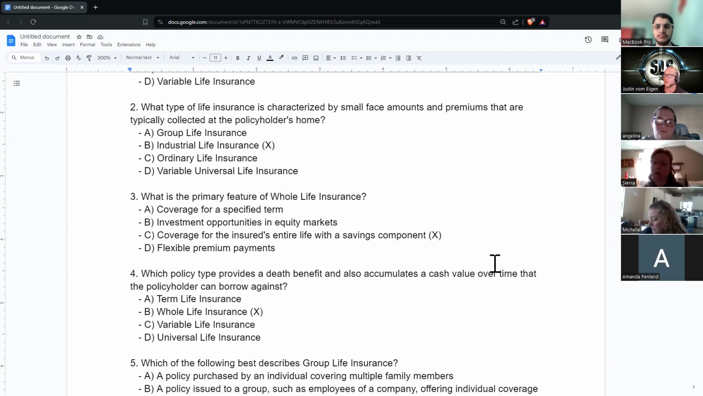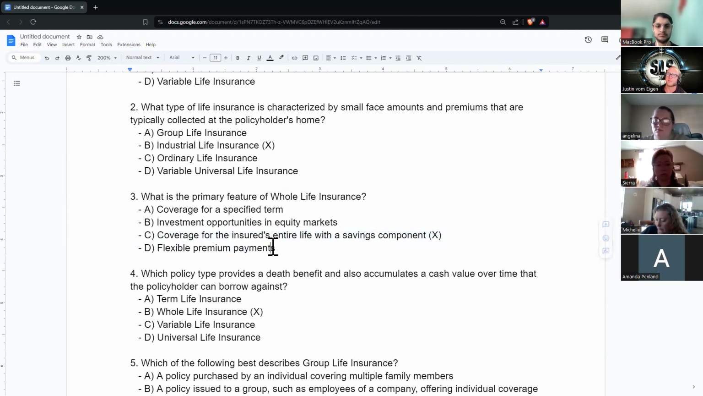If it's a variable whole life policy, then you can invest in specific parts of the market, like equities, which is stocks. Coverage for the insured's entire life with a savings component. This is why it's whole life, because they're covered for their whole life and they have a savings component in the cash value. Cash value is just an accumulation vehicle, like equity in a home. Term life is like renting, whole life is like owning. Okay.